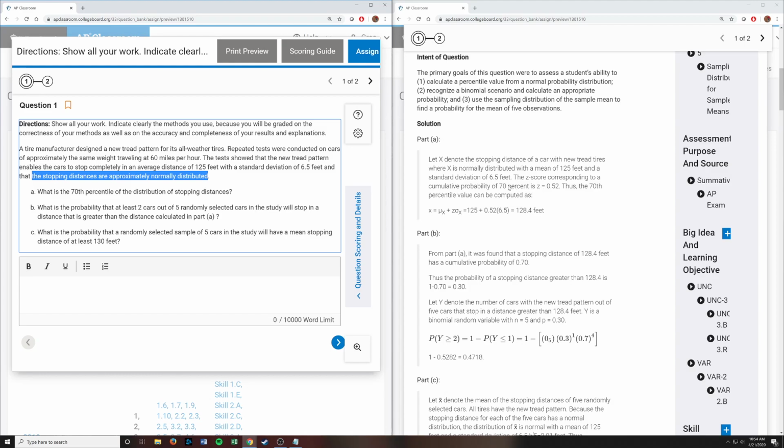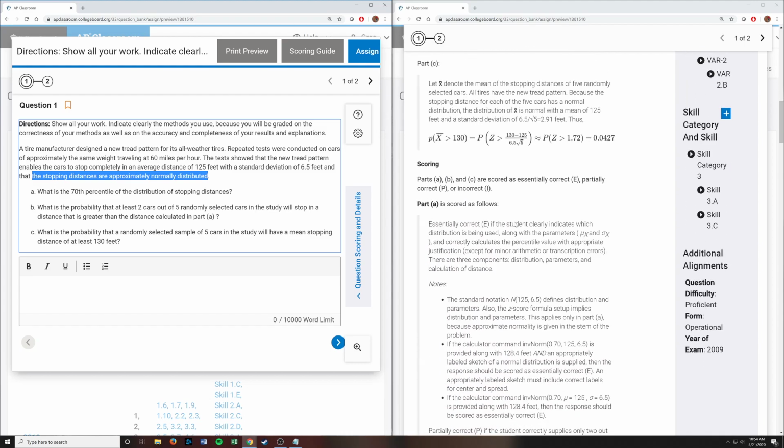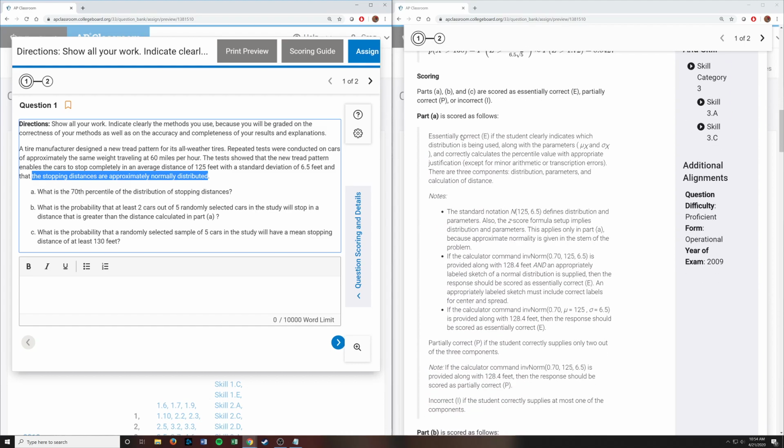In fact, I would suggest that the solution for part A here is incomplete because they don't say in any way how they got the z-score to be 0.52. But we can see down here in the scoring section, part A is scored as follows. It's essentially correct if you indicate which distribution is being used, so you would have to say it's normal, along with what the parameters are. The mean of x is 125 feet, the standard deviation of x is 6.5 feet. And you have to correctly calculate the percentile value with appropriate justification.